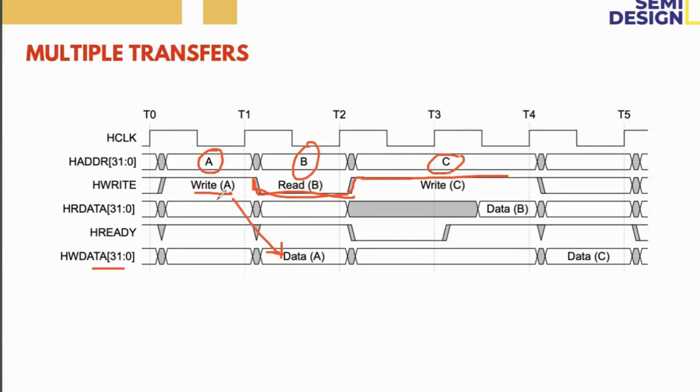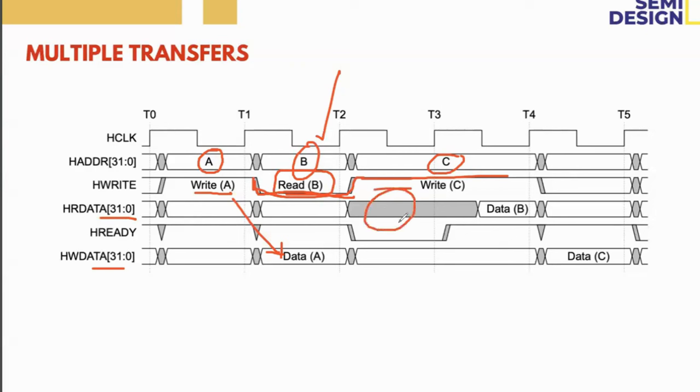So when write is high in the next phase, that means data phase, data is written. This is the address phase for B. And when B is here, read operation, right? So read data will get the data. But still, why here it is not getting the data in the next clock cycle?